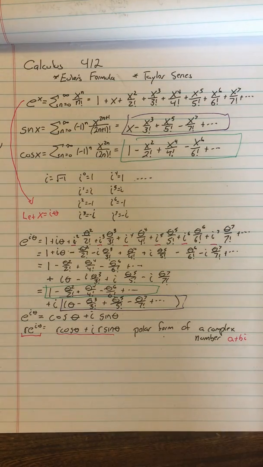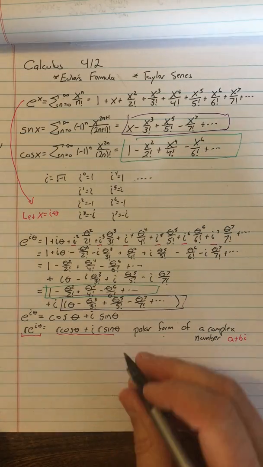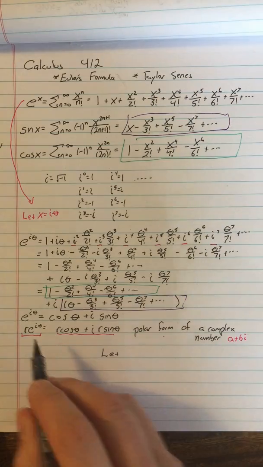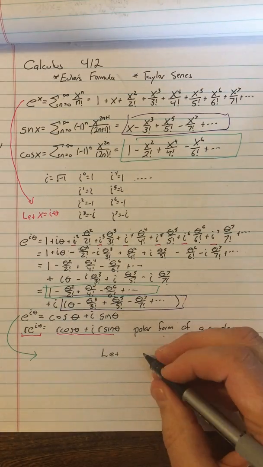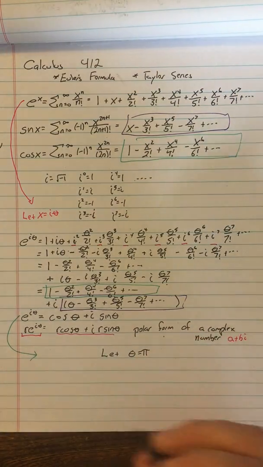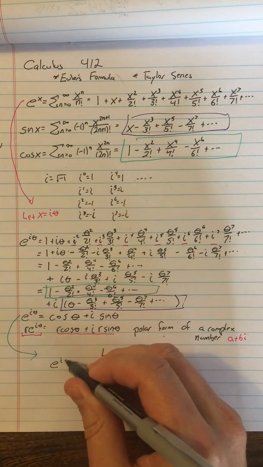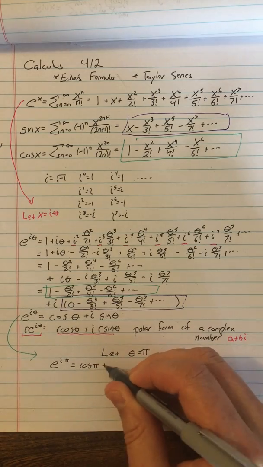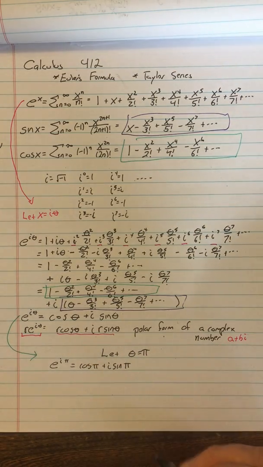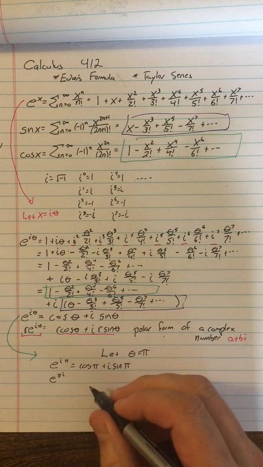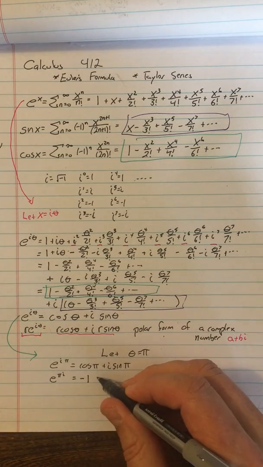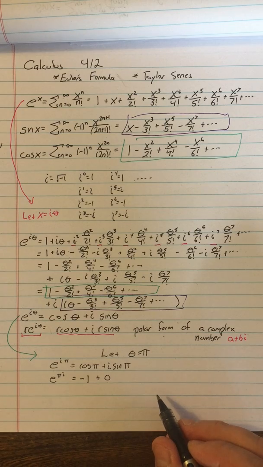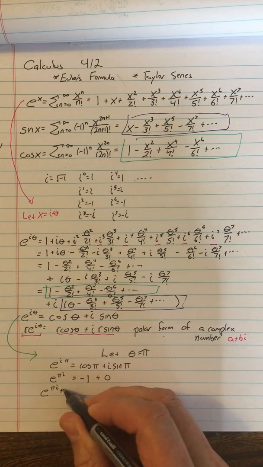Now, here's the best part, though. Pure math people like me, applied math people like this part. What if we take this formula here and let theta equal pi? Then you will have e to the i pi equals cosine of pi plus i sine of pi. Traditionally, people usually write e to the pi i; I think it just sounds better. You could say either way. But cosine of pi is negative 1, and sine of pi is 0. So this is the very famous Euler formula. Some people like to write it like this: e to the pi i plus 1 equals 0.